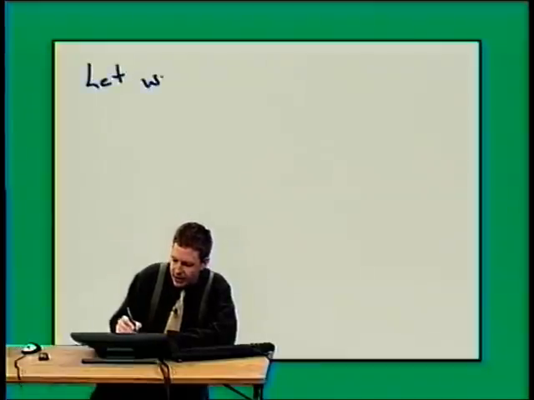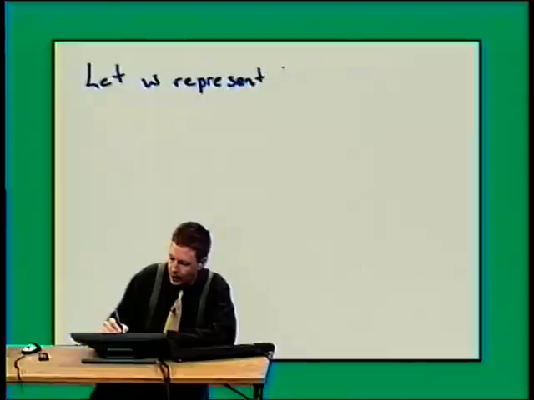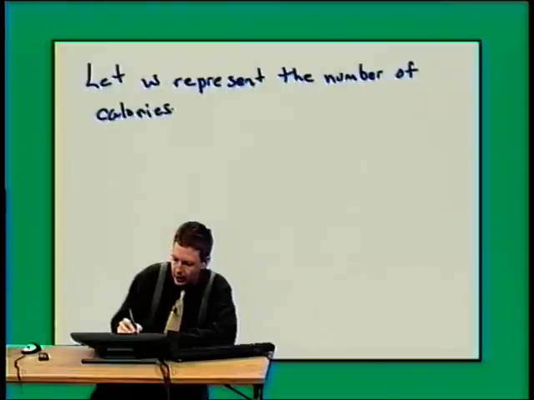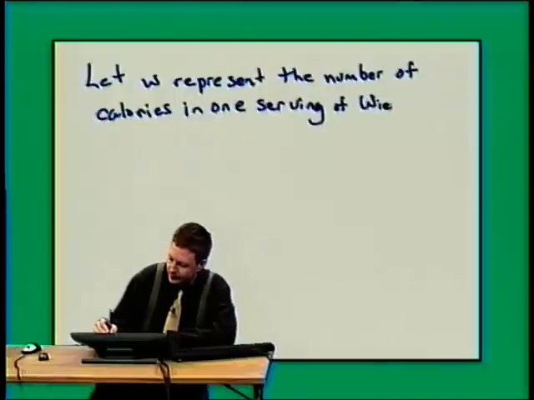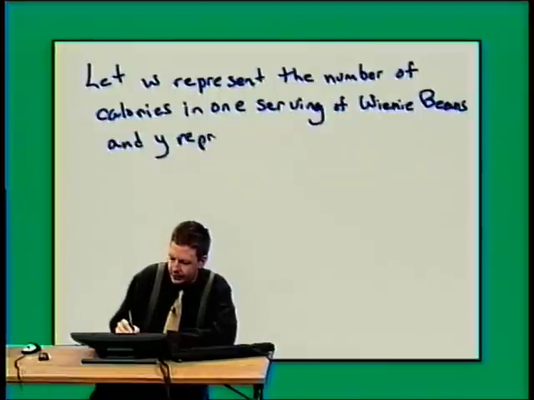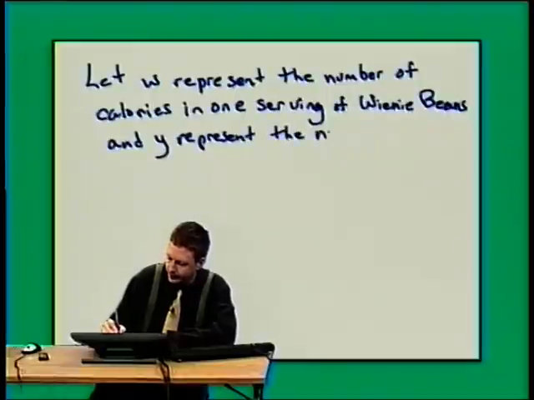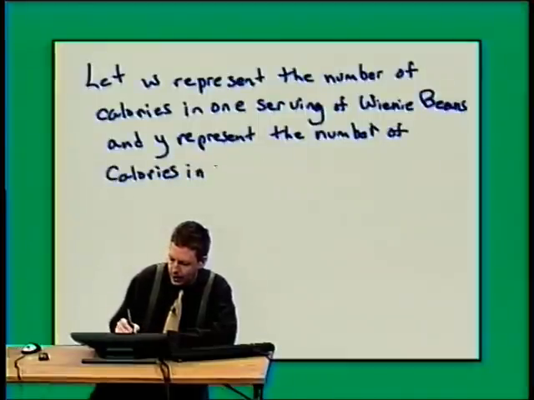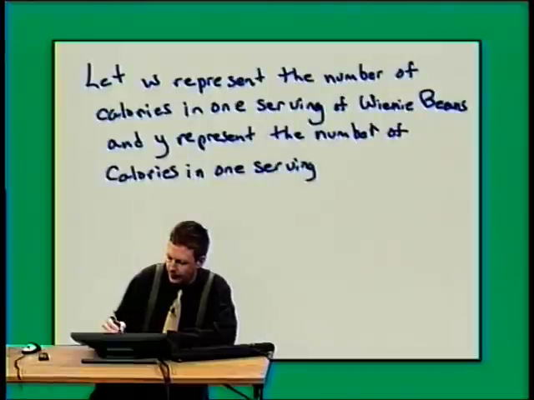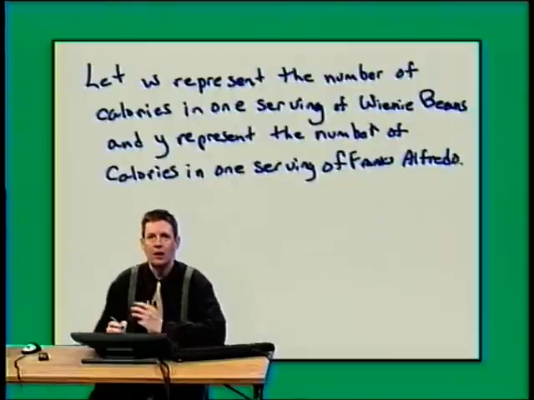So the first thing we need to do is define a couple of variables. Let's let W represent the number of calories in one serving of weenie beans, and Y represent the number of calories in one serving of Frank's Alfredo. So we have our two variables.